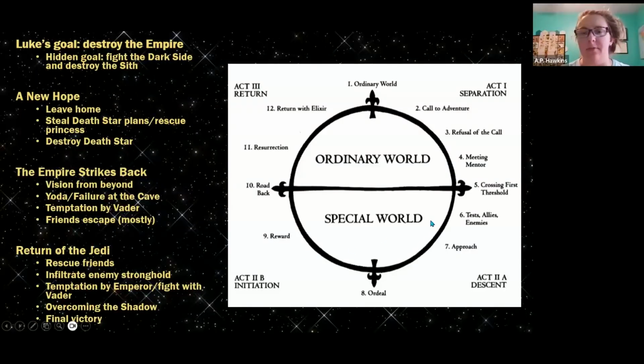And over the course of the first movie, he meets his allies, and they're going on a quest to steal the Death Star plans and rescue the princess. And so they're approaching this final ordeal in A New Hope, which is to destroy the Death Star. To do that, they have to succeed at stealing the plans, rescuing the princess, joining up with the Rebel Alliance. And then they have to actually fight the battle against the Death Star. And then obviously once they do, they succeed.